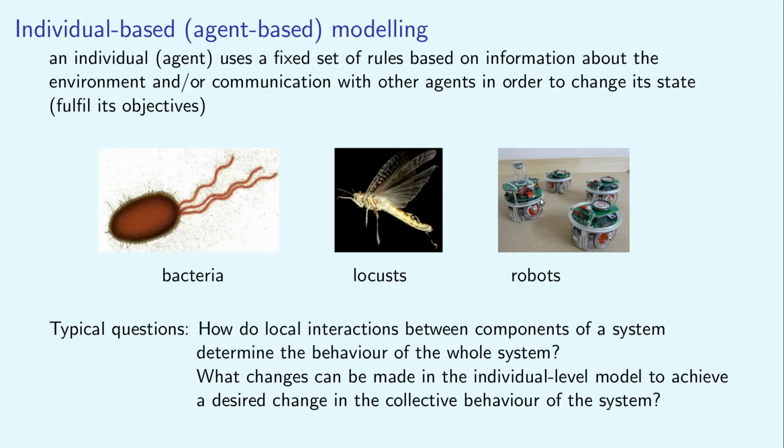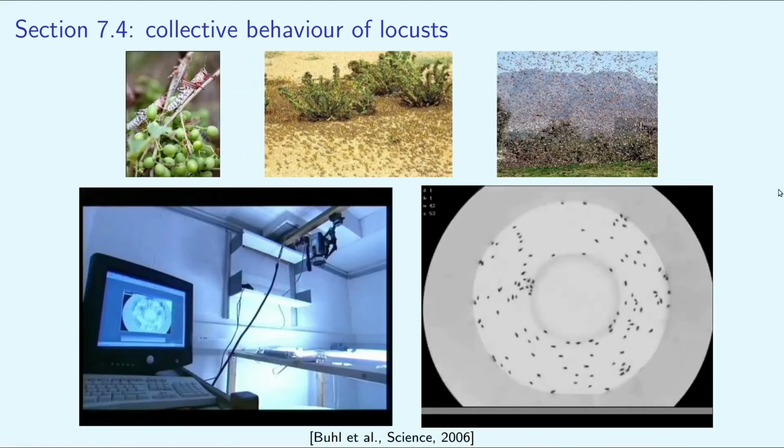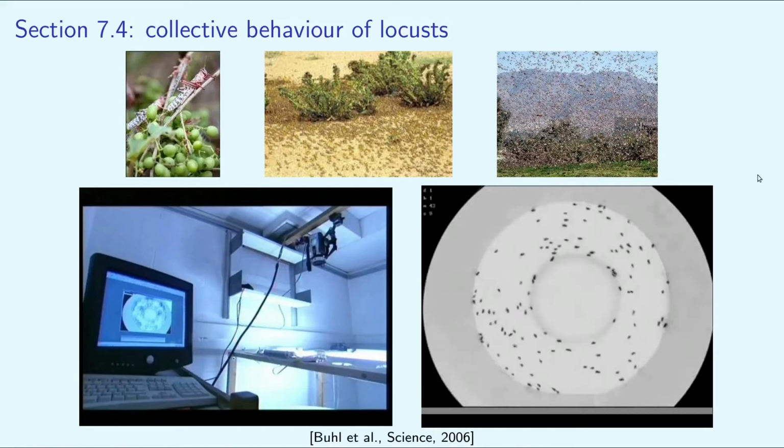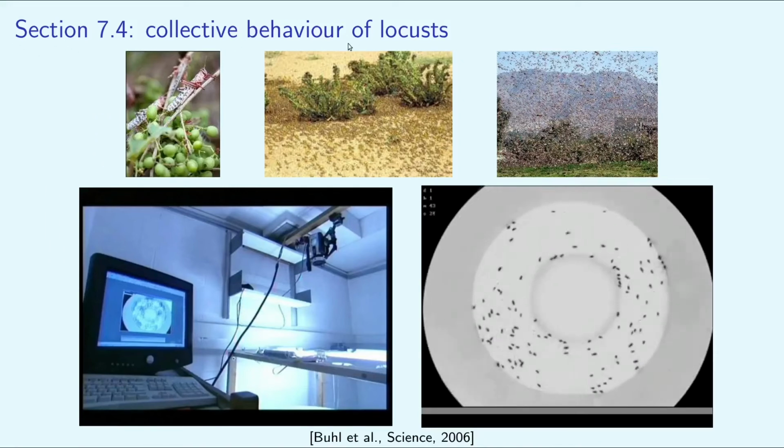Eight MSc students have written their dissertations working with these robots to date, so I have included a picture of epoch robots here as another example. Typical questions which one asks for such systems are: how do local interactions between components of a system determine the behavior of the whole system? What changes can be made in the individual level model to achieve a desired change in the collective behavior of the system? In the rest of this lecture, I will discuss section 7.4 on collective behavior of locusts.